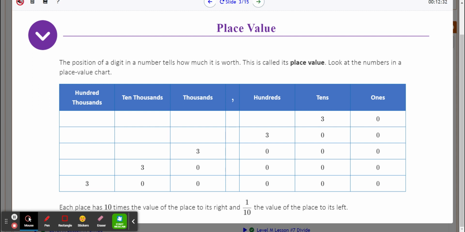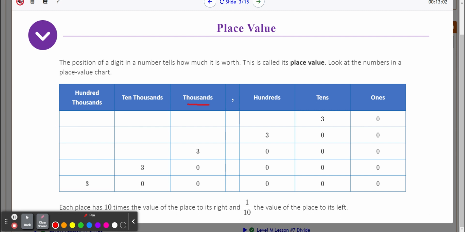So, looking in front of us, we have a place value chart. On this place value chart, it has 6 different columns. It starts with hundred thousands, 10,000s, thousands, hundreds, tens, and ones. So let's look at this place value chart. Here you see digits in each of the columns. So where the digit is tells us how much that digit is worth, what the place value is.